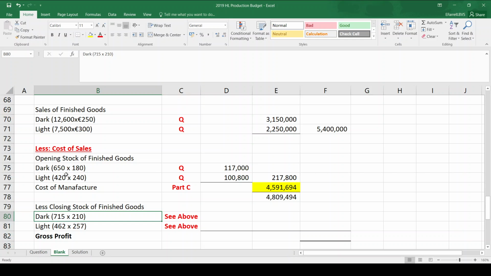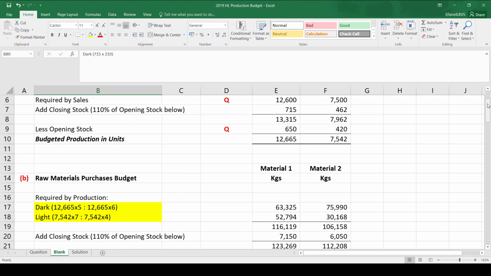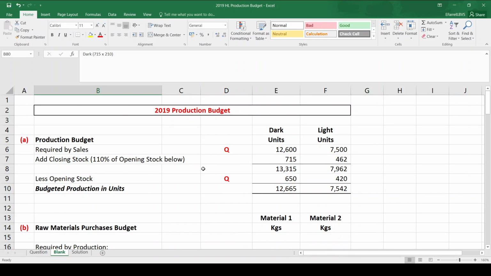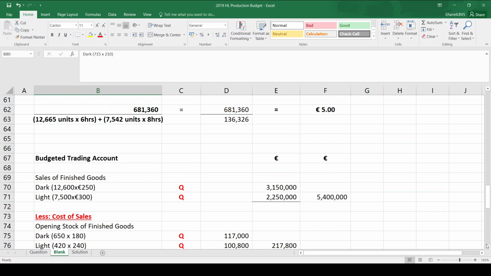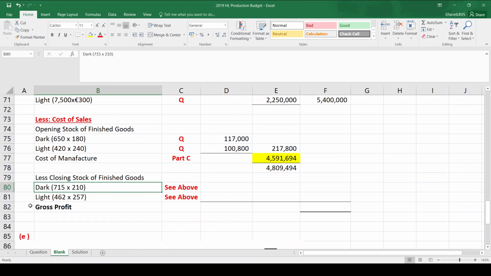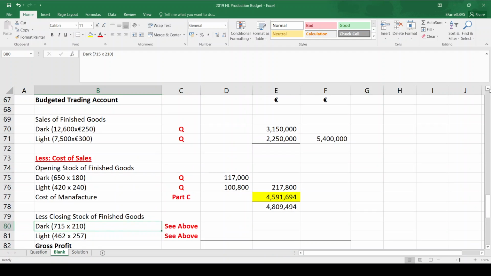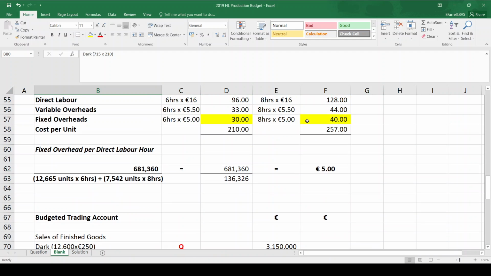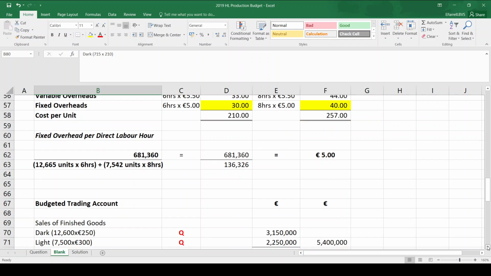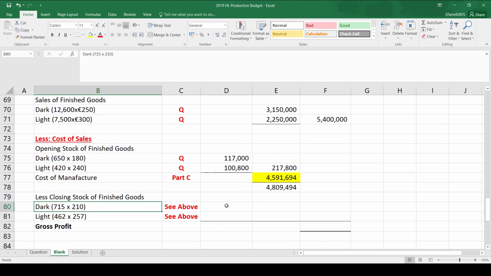Similar to the opening stock, closing stock is the units I have at the end of the year by the cost per unit. So from part 1, I've actually got these closing stock units worked out, the 715 and the 462. If I go up here to part A, you can see here I have the 715 and 462, the closing stock units I've worked out already. That's where the 715 and 462 here are coming from. And we worked out the closing stock of dark and light per unit a minute ago, the 210 and the 257. So again, that's where the 210 and 257 are coming from.